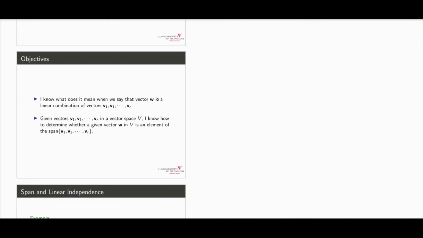All right, let's begin by looking at the objective for this video. At the end of this video, you should be able to know what it means to say that this vector is a linear combination of these vectors. And also, if you are given a particular vector, you should be able to determine whether this vector is an element of the set, okay?